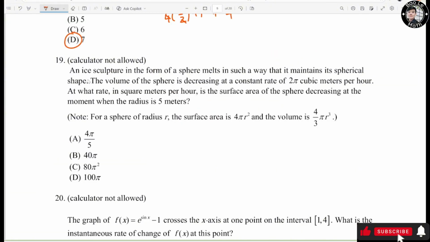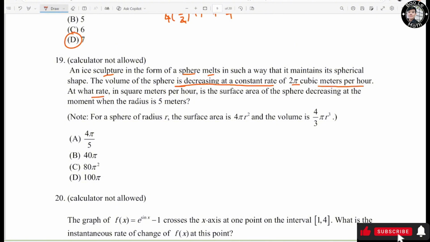Now let's move on to question 19. An ice sculpture in the form of a sphere melts in such a way that it maintains its spherical shape. The volume of the sphere is decreasing at a constant rate of 2 pi cubic meters per hour.